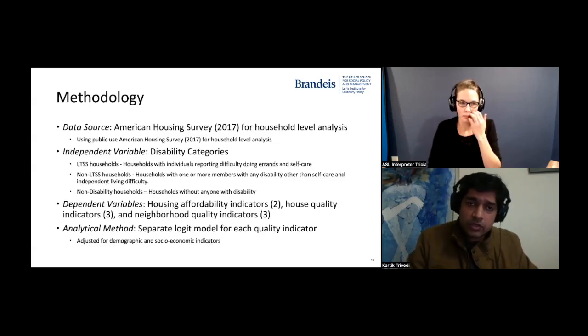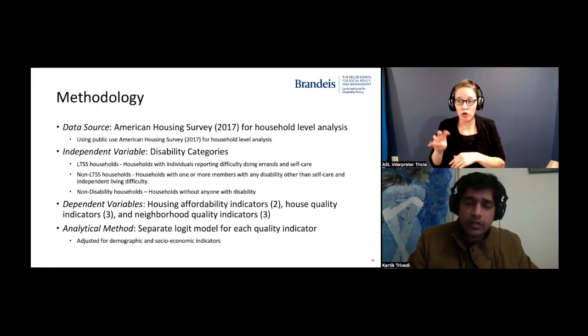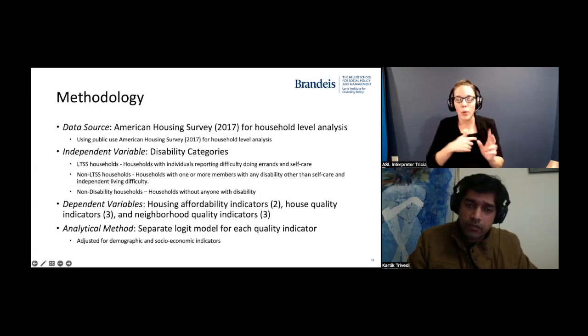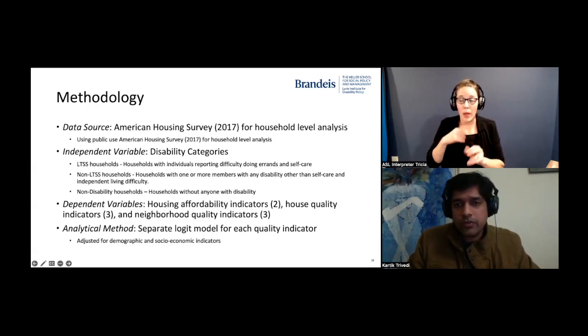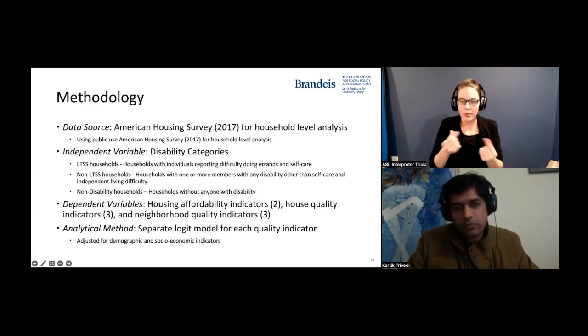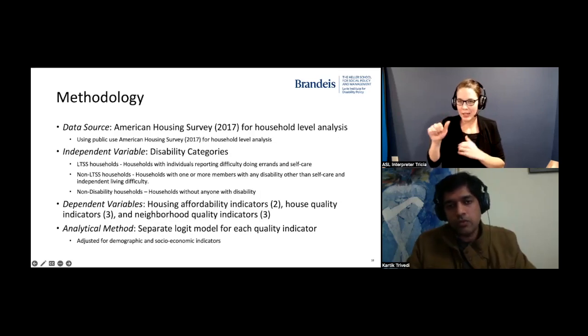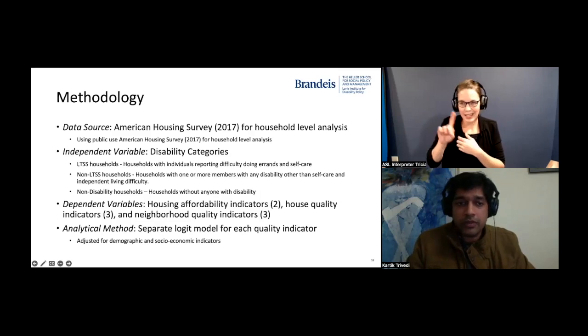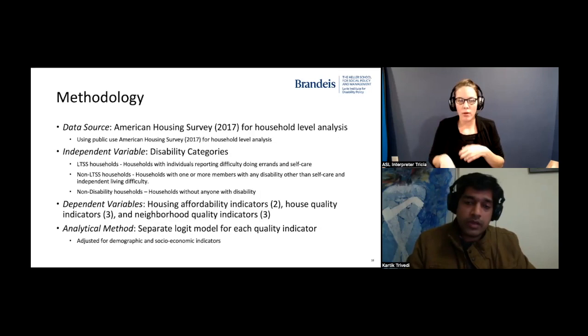So our data source for this is the American Housing Survey. And the key independent variable is disability category. For LTSS households, we look at households with individuals who report difficulty doing errands and taking self-care. For non-LTSS households, we group households with one or more members with any disability other than self-care and independent living difficulty. Non-disability households are households without anyone with a disability.